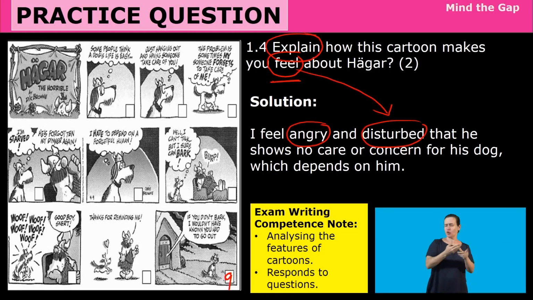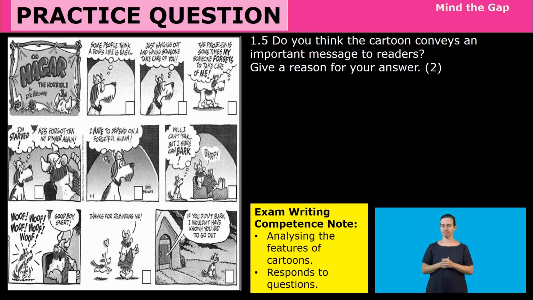That he shows no care or concern for his dog, which depends on him, all right? So the dog can't feed himself. He needs his owner to feed him, all right? So this is what you need to highlight. Please take note just on a language point. Remember, which we use for animals or objects and who is used for persons. So when you're responding, please take note of the which and the who when you're responding to questions, all right? Can we move on to our next question?